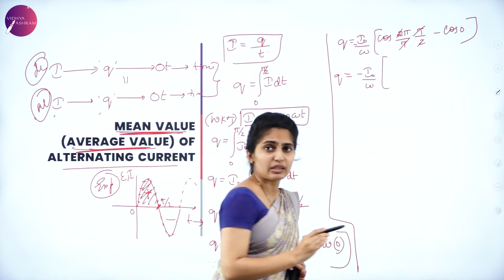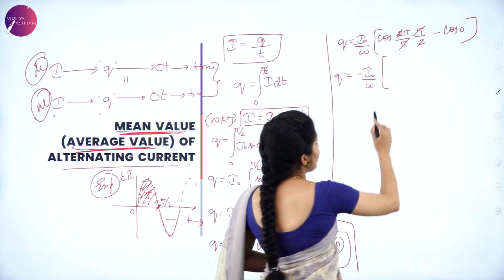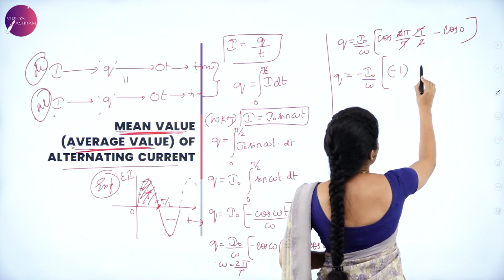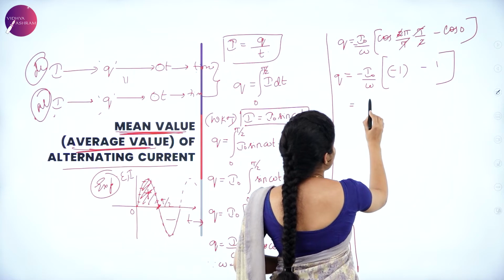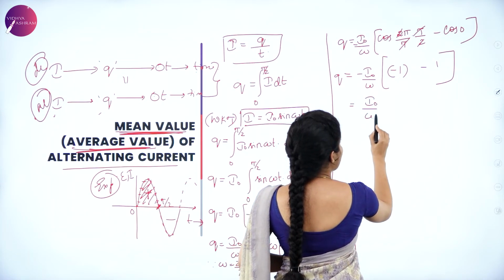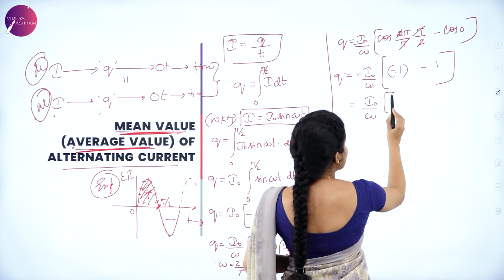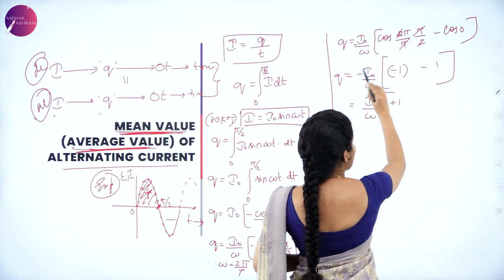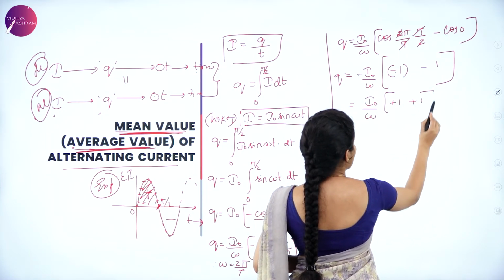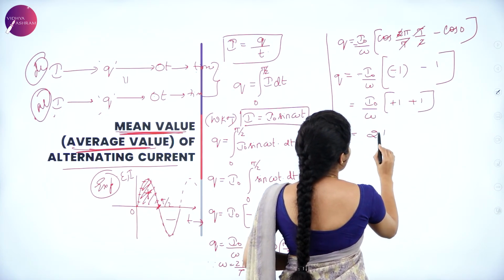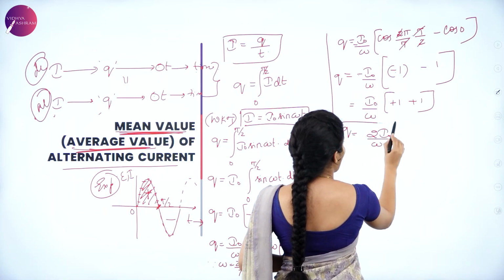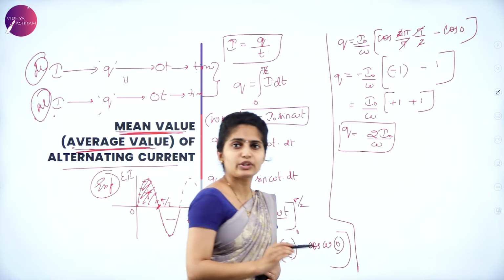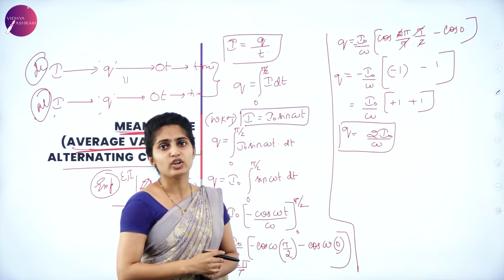I know that cos pi, that is cos 180 degree, is nothing but minus 1. Again cos 0 is 1. So I'll just equate this: I naught by omega, minus into minus is plus 1, and minus into minus is plus 1. So I have 2 I naught by omega for q over here. So charge q is equal to 2 into I naught by omega.